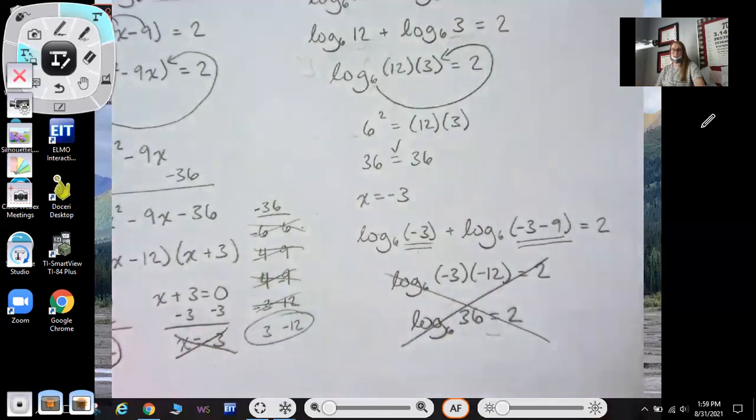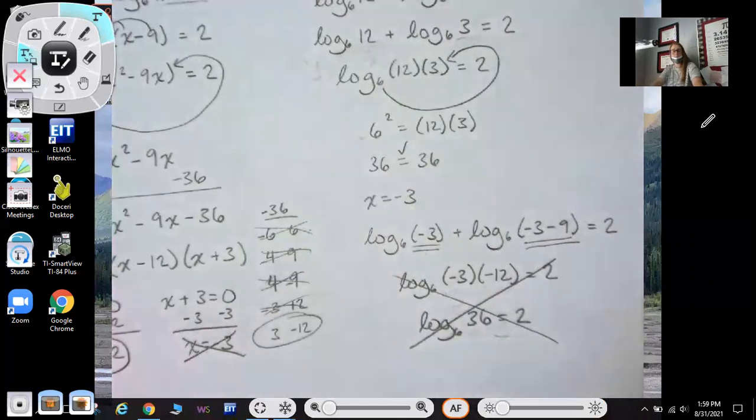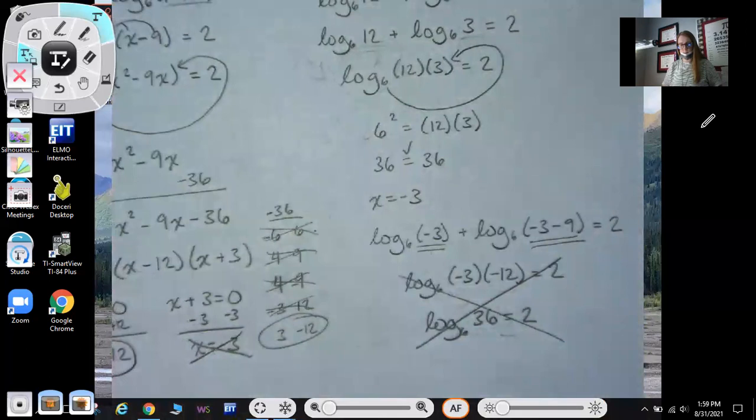Any questions on this example? I know there's a lot of steps and it's long. We're going to do more. This isn't the only one. You'll need probably another sheet of paper. If you have notebook paper, grab a sheet. If you don't, I have some that you can have.